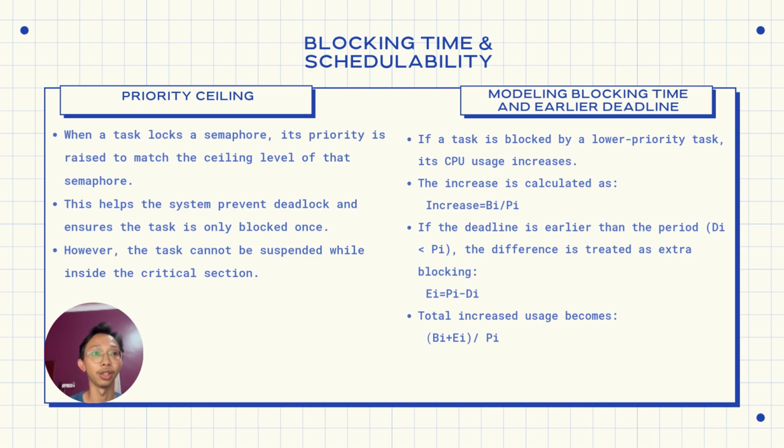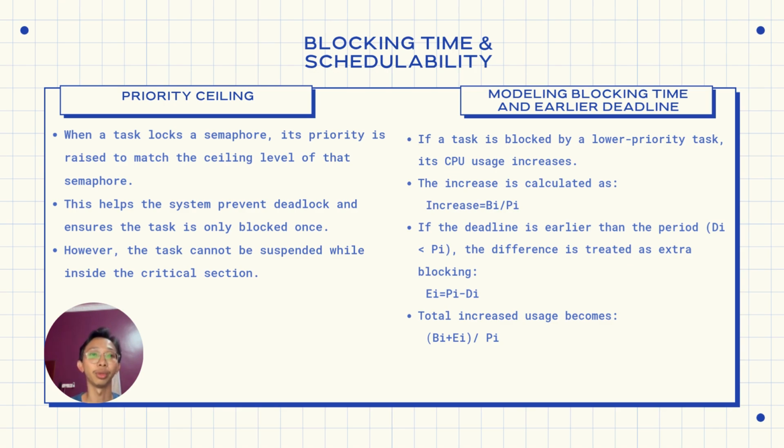Priority ceiling. When a task locks a semaphore, its priority is raised to match the ceiling level of the semaphore. This helps the system prevent deadlock and ensures the task is only blocked once. However, the task cannot be suspended while inside the critical section.